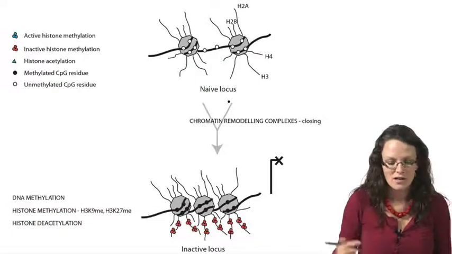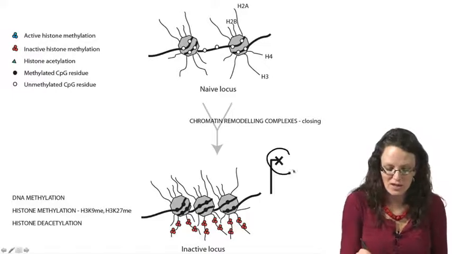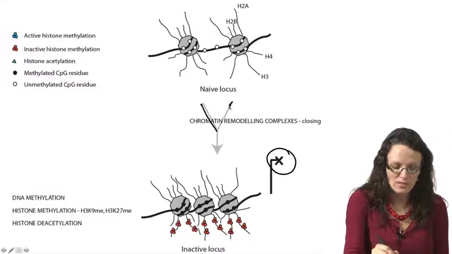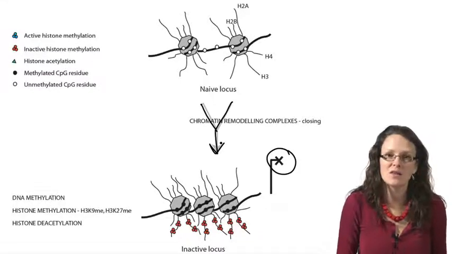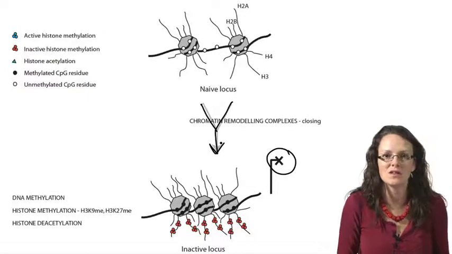By contrast, at a silent locus, or a locus that is inactive, so transcriptionally inactive as shown by this cross here, the chromatin will have been more densely packaged down using the chromatin remodelling complexes. And at these inactive regions, you're more likely to find that the DNA is methylated, and you'll find a variety of repressive histone marks. But the examples that I've drawn here are H3K9 methylation and H3K27 methylation.